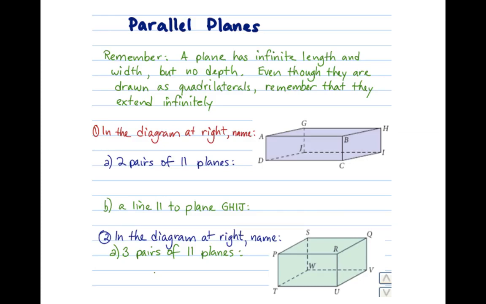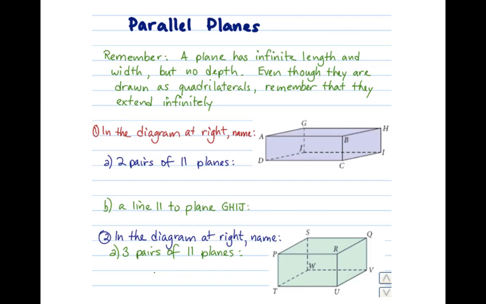Okay, so in the diagram to the right, name three pairs of parallel planes. So everybody think about that for a second. Okay. So we've got the one on the top and the one on the bottom. So the one on the top would be QRS, and the one on the bottom would be VWU. Okay, we got the left and the right. So on the left we have PST, and on the right we have QVU. And we've got the front and the back. On the back we've got QSW, and on the front we've got RPT.